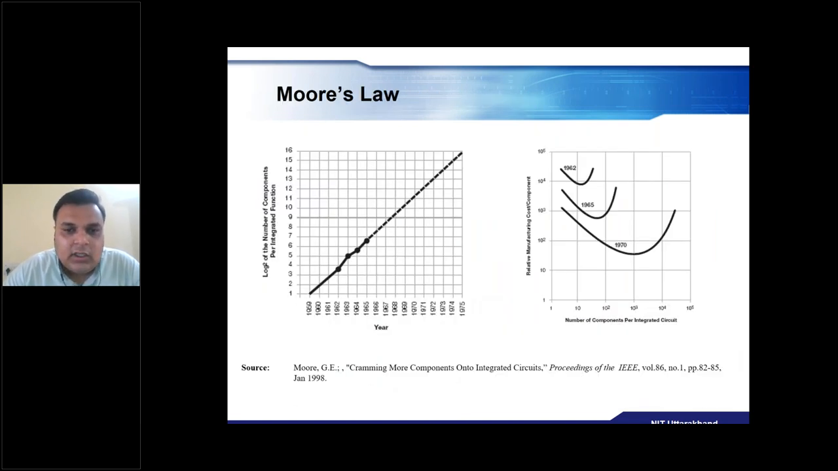And this is the actual graph he presented in his magazine, with data from 1959 to 1965, which was later extrapolated. You have seen that it is completely defined by the number of transistors, and that is actually from the business point of view, to reduce the cost only.